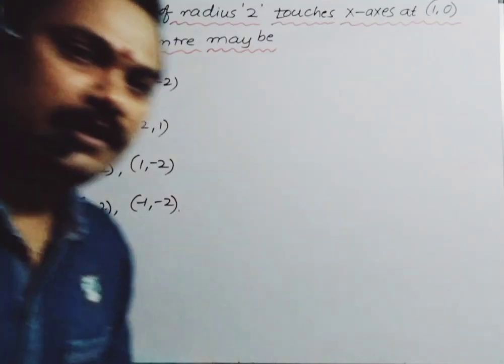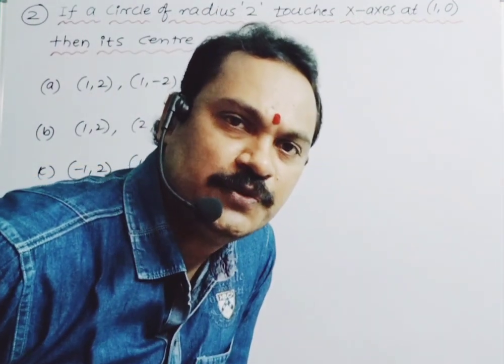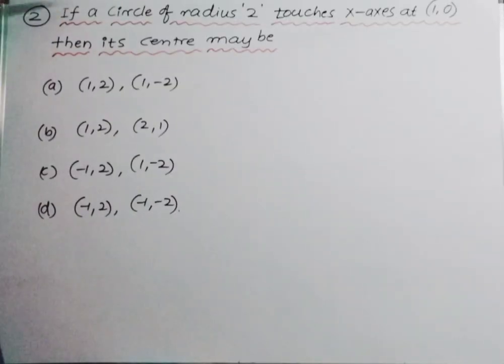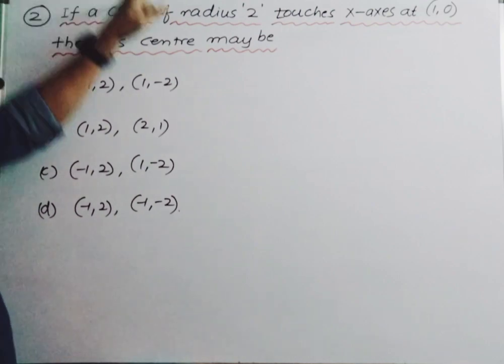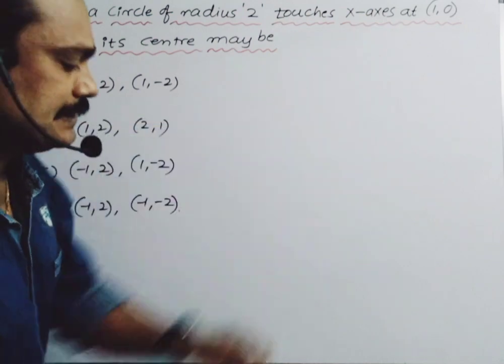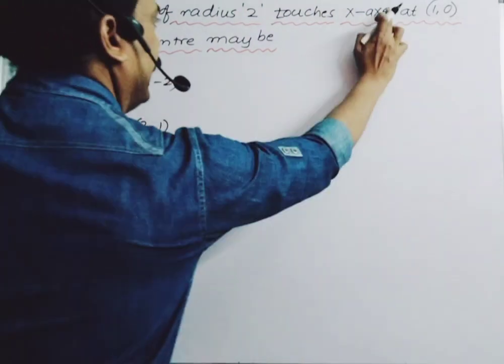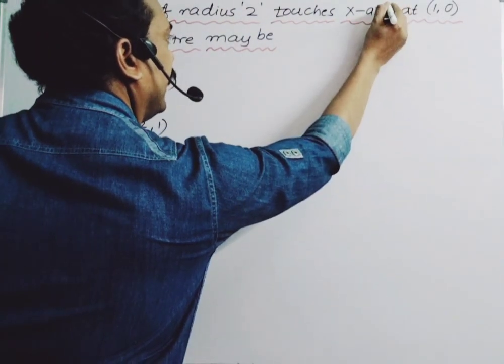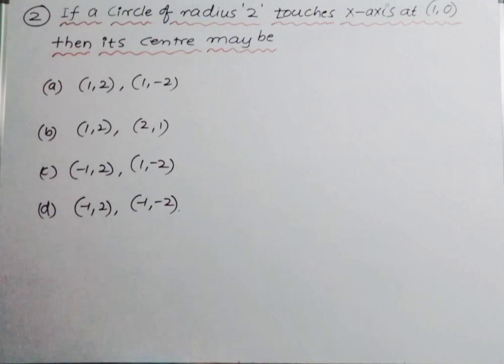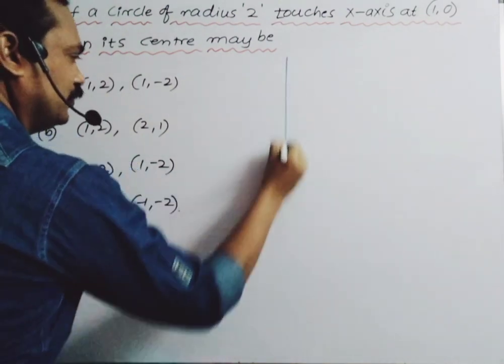Let's move on to our second question. If a circle of radius 2 units touches the x-axis at the point (1, 0), then its center may be one of the four options. You have to check it out. Let's go through a diagram.